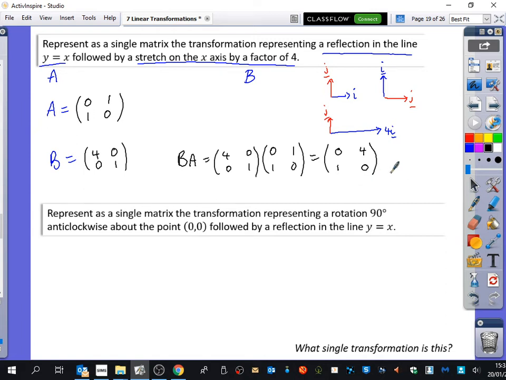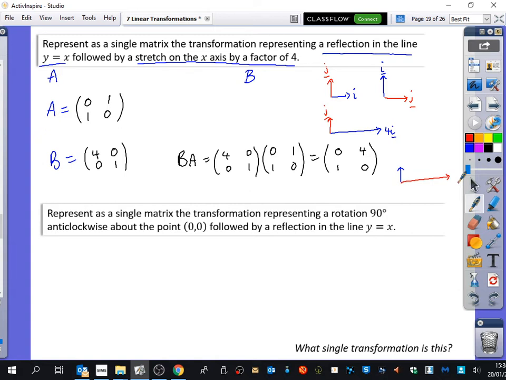Now I'm going to do something here. I'm going to draw this out. So i hat has become 0, 1. So i hat looks like this. And j hat has become 4, 0. So this is what j hat has become. So it looks like you can see what's happening. If this is what it looked like originally, it has flipped. So it's flipped there and this one has stretched. And we can see that that happens because of the order.